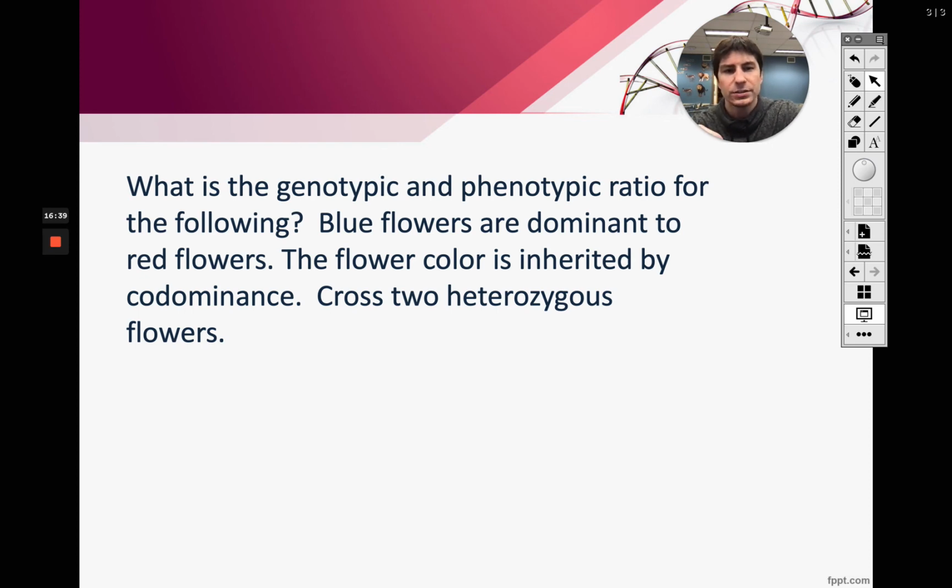So what is the genotypic and phenotypic ratio for the following? Blue flowers are dominant to red. And guys, again, every different species of flower is going to inherit their color differently. So it just depends on the species. Blue flowers are dominant to red. Flower color is inherited by codominance. Cross 2 heterozygous flowers.